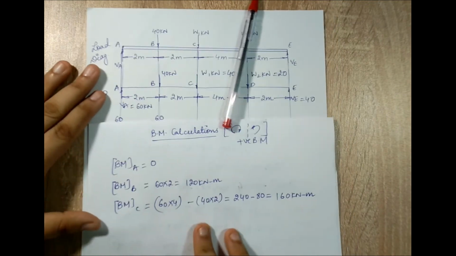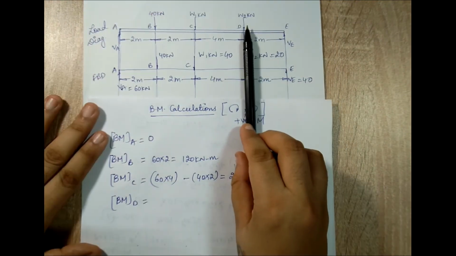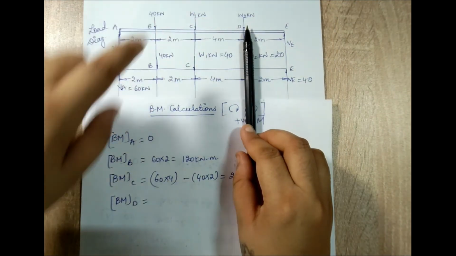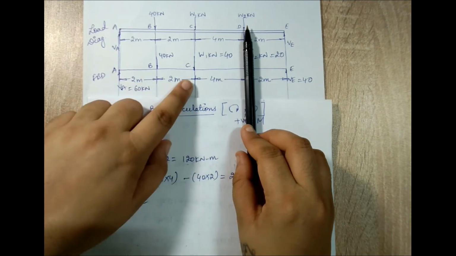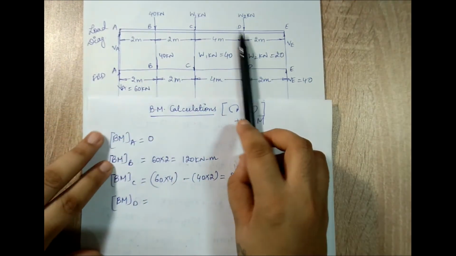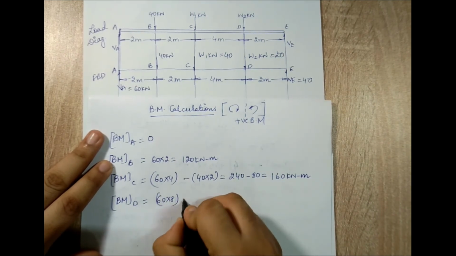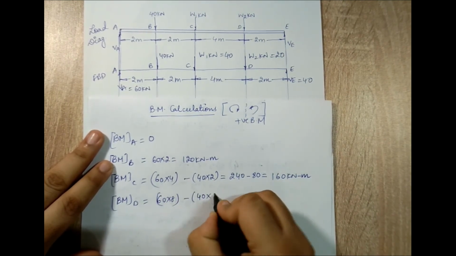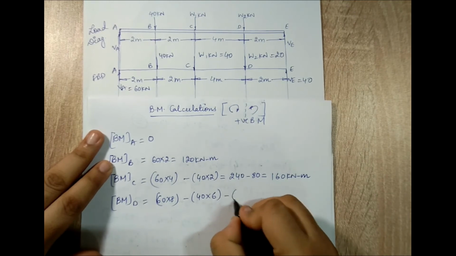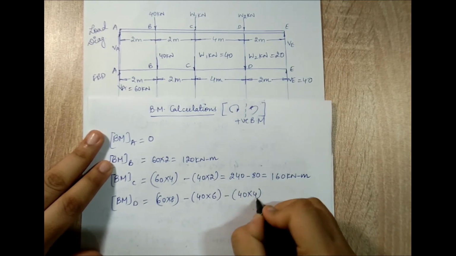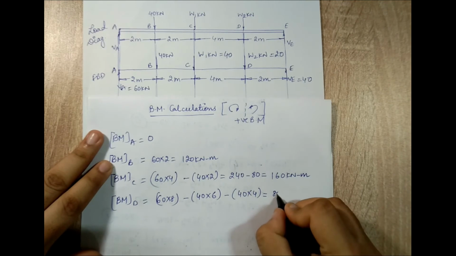Next, I'll calculate for the point D. When I stand at D, VA turns clockwise, 40 turns anti-clockwise, and this 40 also turns anti-clockwise. So I'll have 60 into 8 minus 40 into 6 minus 40 into 4. I get the value as 80 kilonewton meter.